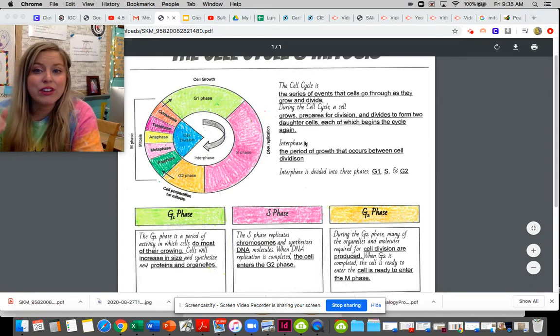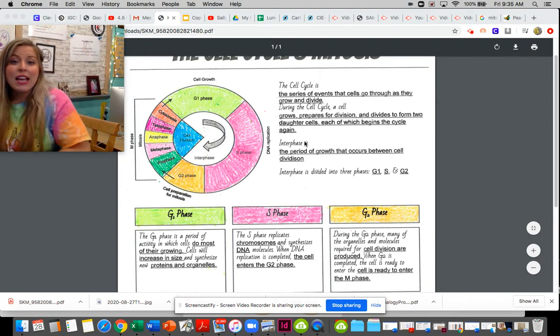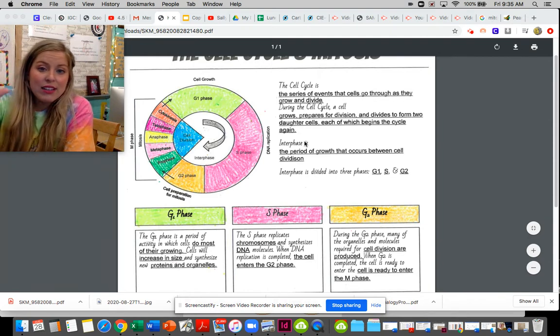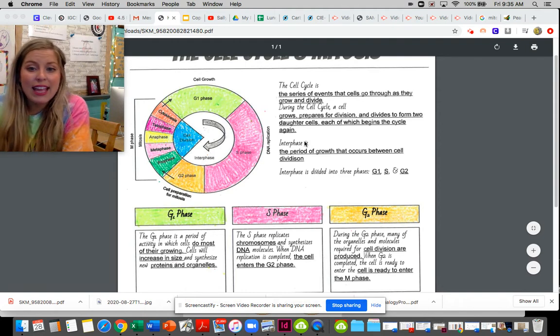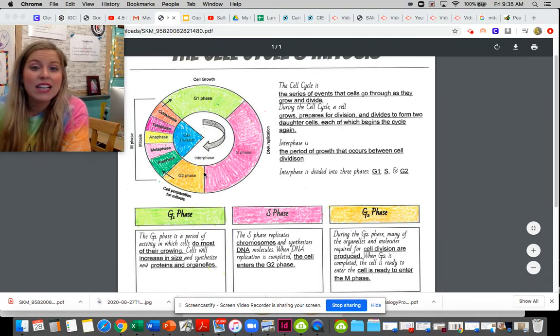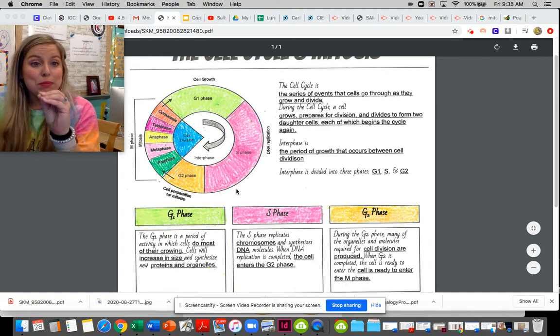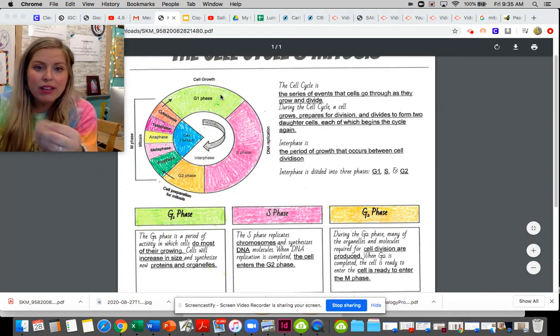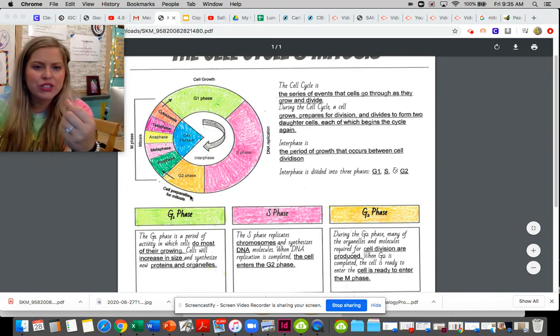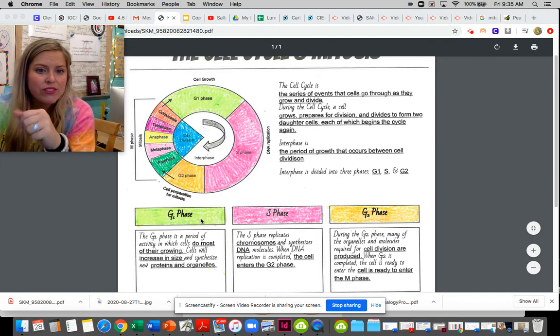Interphase is the period of growth that occurs between cell division, and ultimately it includes the G1, the S, and the G2 phases. So all of this side with the G1, S, and G2 phases, that is referred to as interphase. Now, when we look at specifically what are the G1 phase, the S phase, and the G2 phases, what's going on in your cells during the G1 phase of interphase?